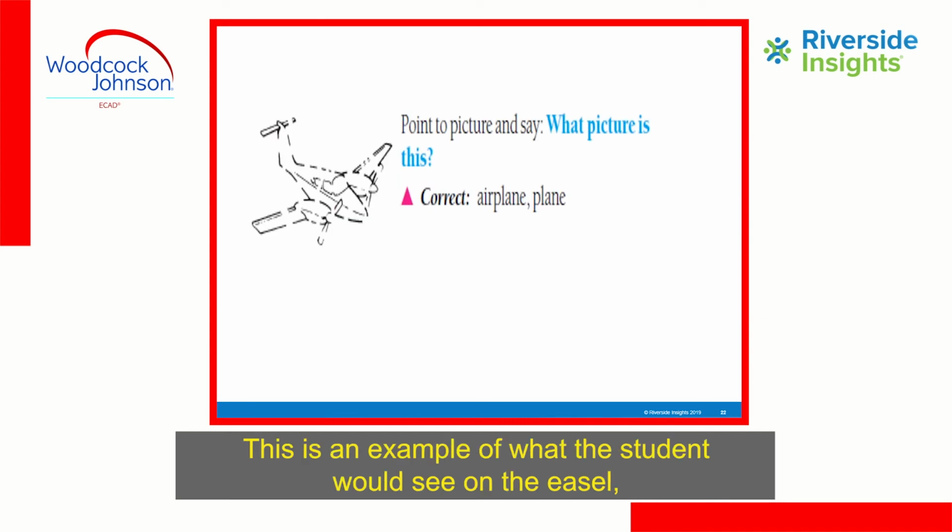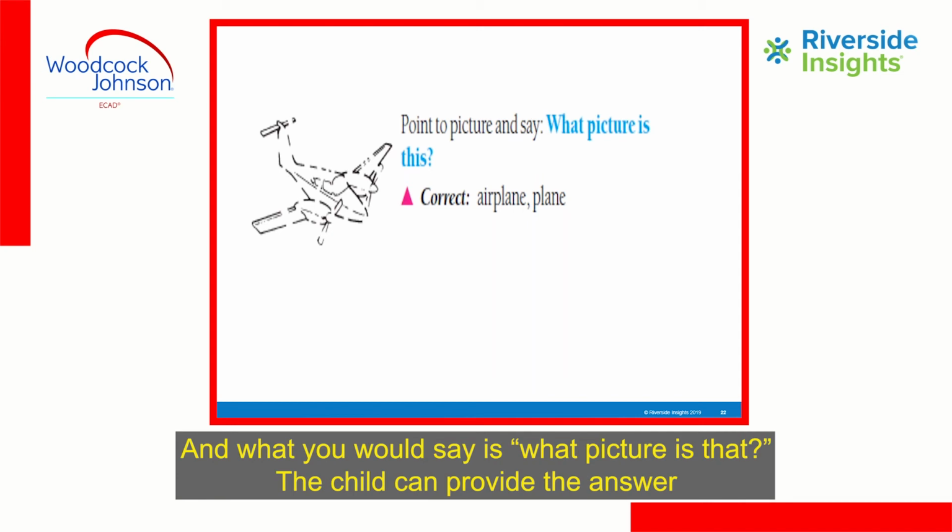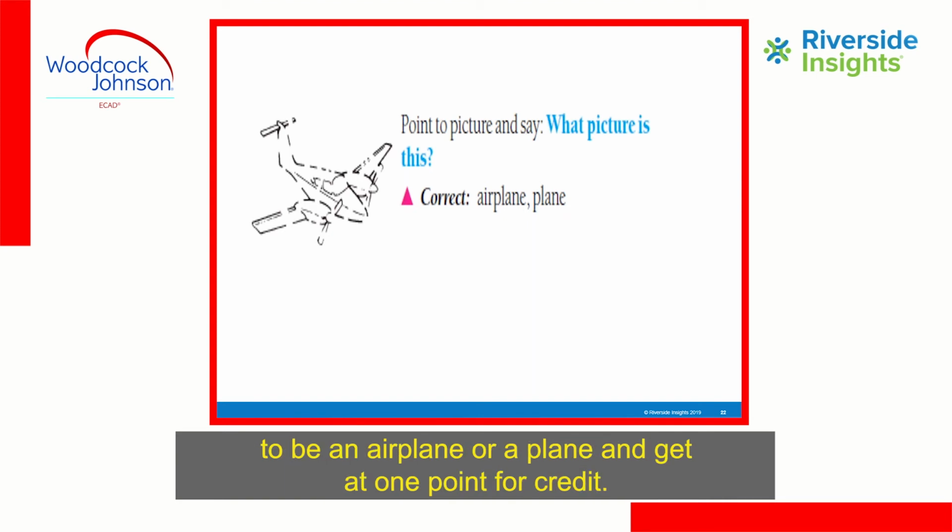This is an example of what the student would see on the easel. And what you would say is, what picture is this? The child can provide the answer to be an airplane or a plane and get that 1 point for credit.